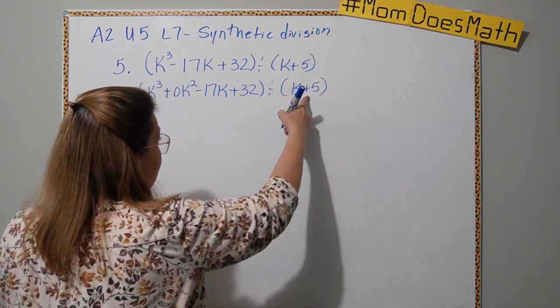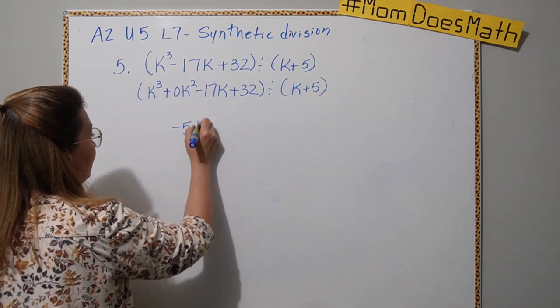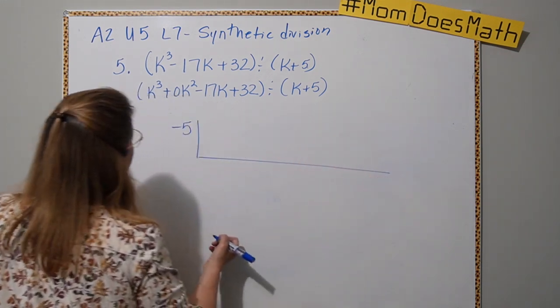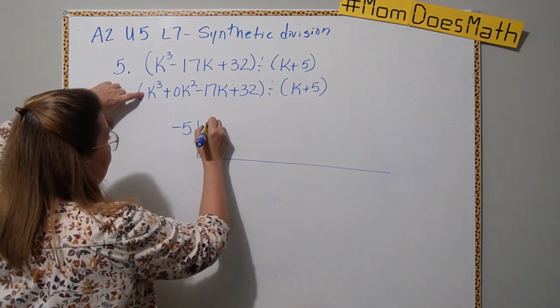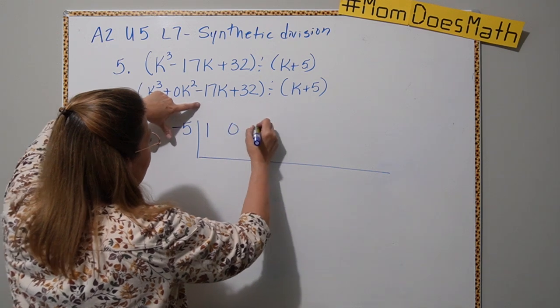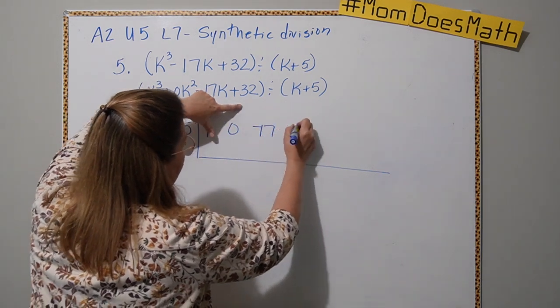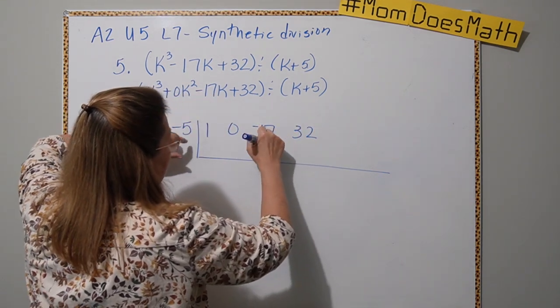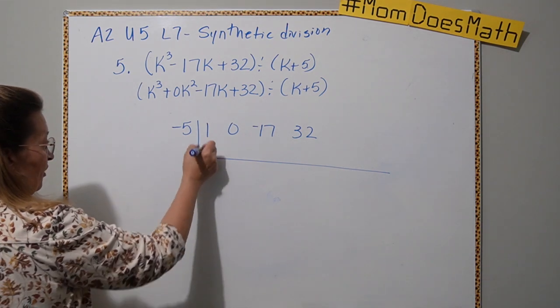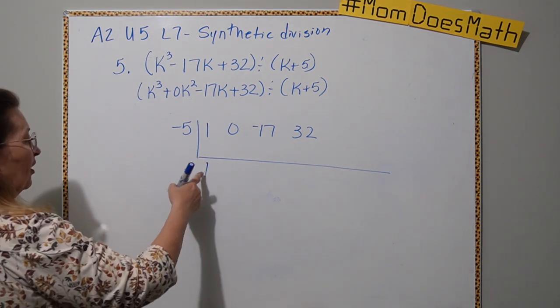Now we're ready. Since this is plus, we're going to have -5. Now let's get all our coefficients. I have 1, I have a 0, a -17, and a 32. Okay? So drop this one down and then start the ball rolling.